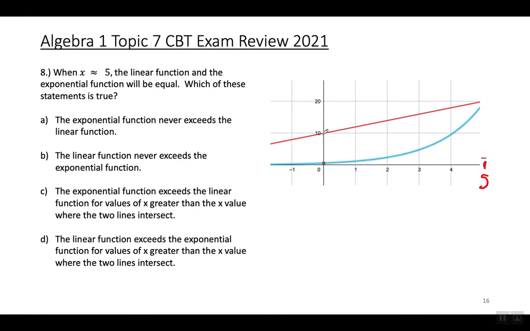Notice that the red line is a linear function. In other words, it's a straight line. The red line is a straight line. The blue line is an exponential function that is curving up.